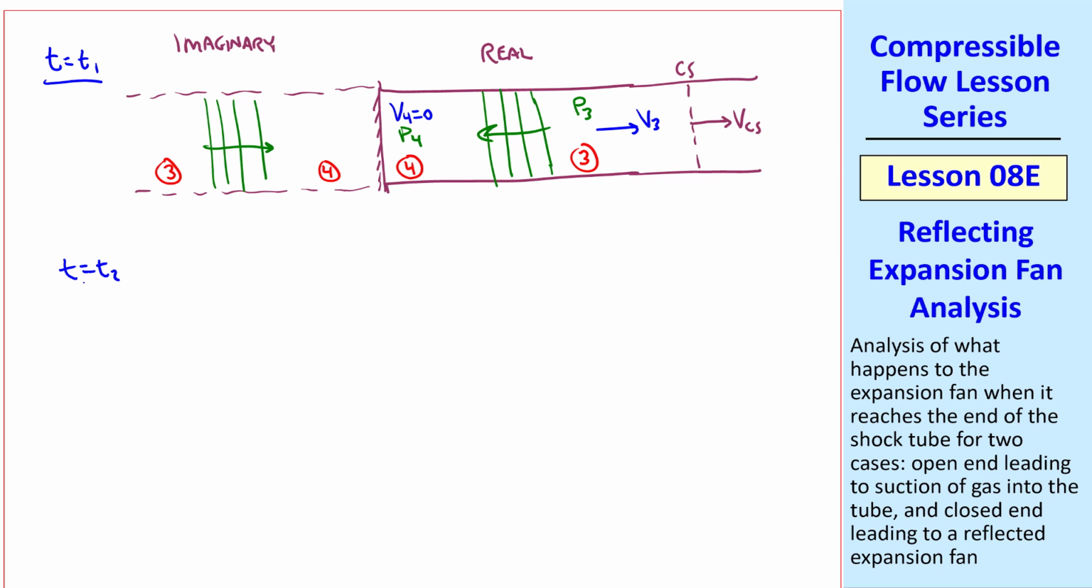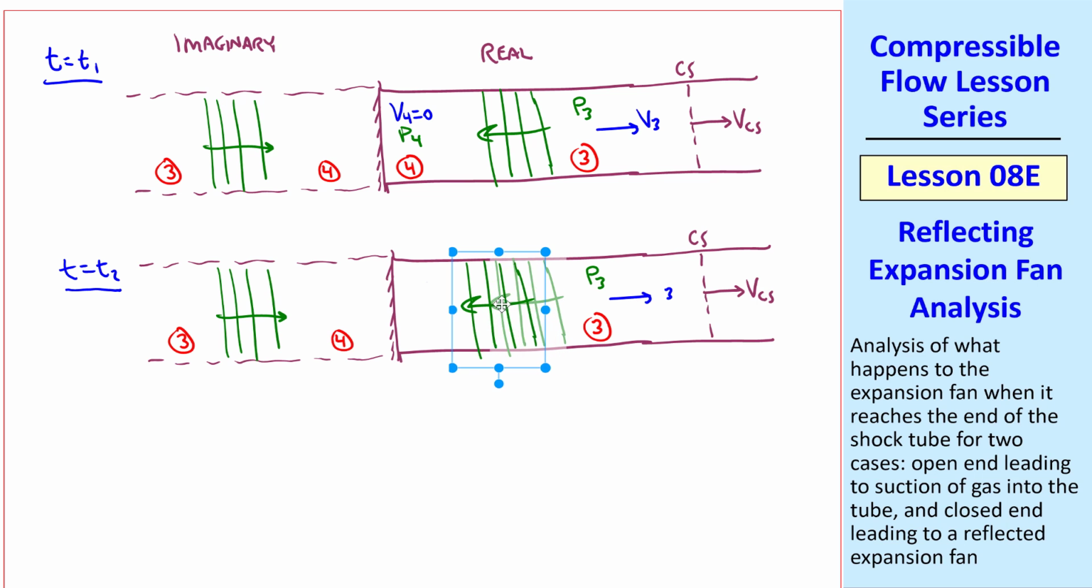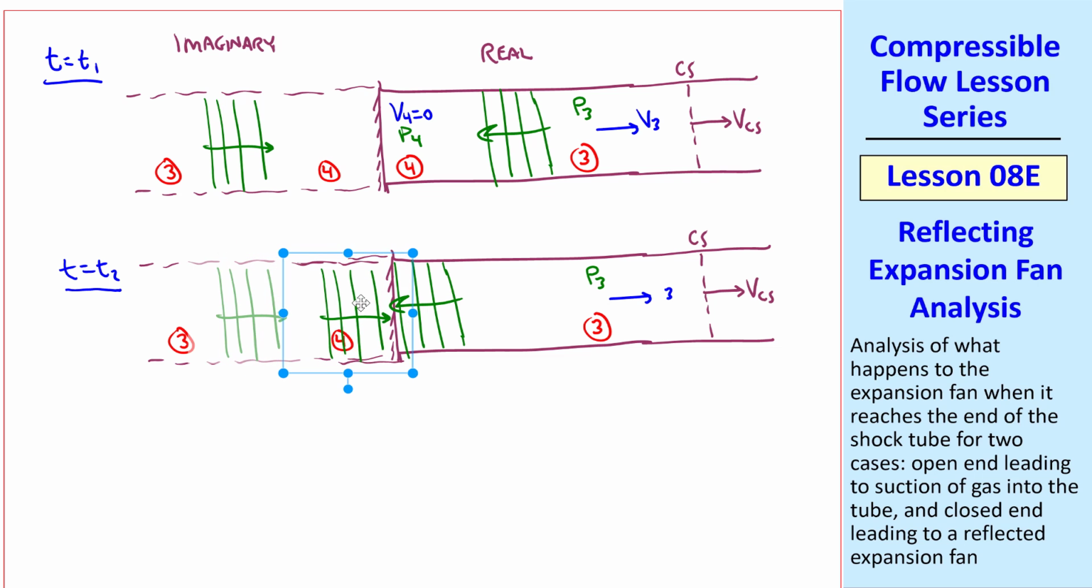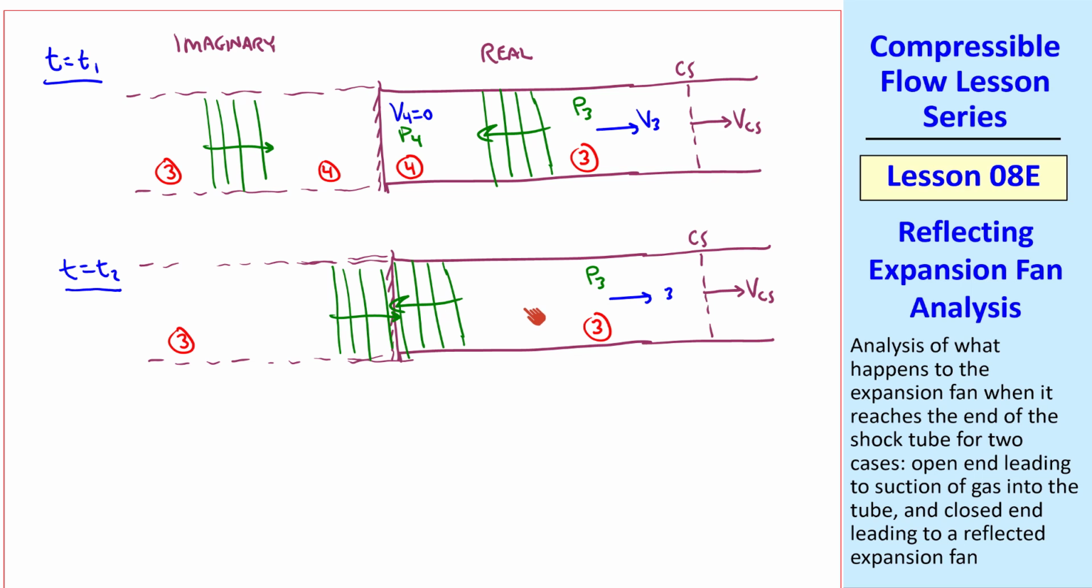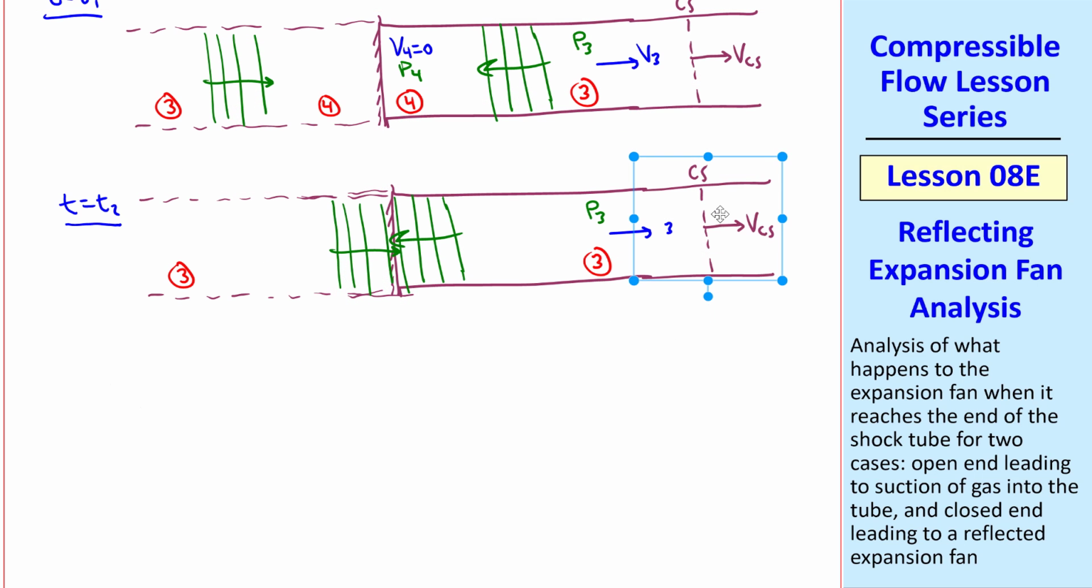Now consider a later time T2. The expansion fan has moved to the wall, and the mirror image has also moved to the wall. There is no more region 4. Well, these waves start to cancel each other out, and since pressure P3 was smaller than pressure P4, these expansion fans lower the pressure at the wall. But in our analysis with superposition, there really is no wall, so these waves pass through each other, lowering the pressure. The contact surface has also moved to the right.